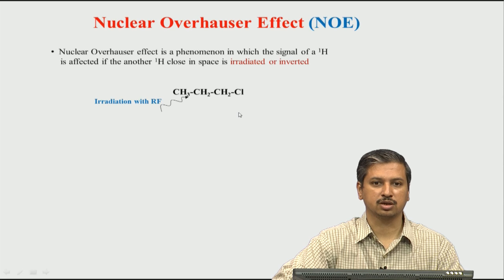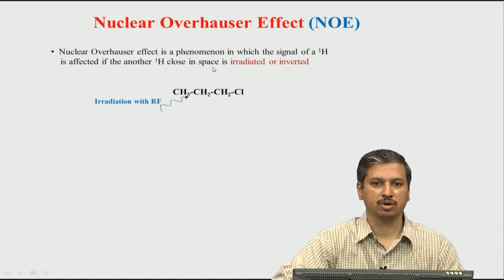Okay, so let us start from this. How is this experiment carried out? Before that, let us understand this effect a little bit more. Nuclear Overhauser effect is what we study in NOESY. This effect is a phenomenon in which the signal of one hydrogen is affected if another hydrogen or proton is located close in space.